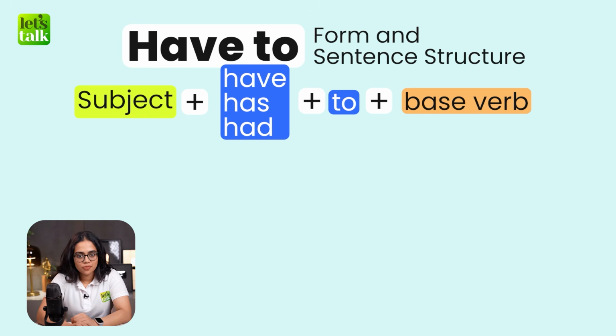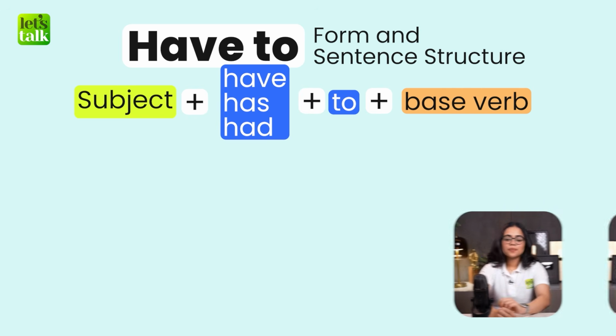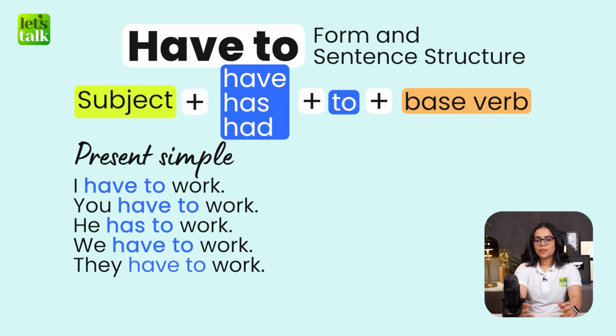Here are some examples with different subjects. I have to work. You have to work. He has to work. We have to work. They have to work. These are sentences in the present simple.